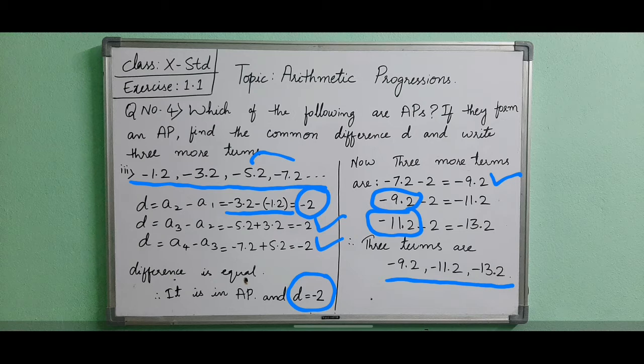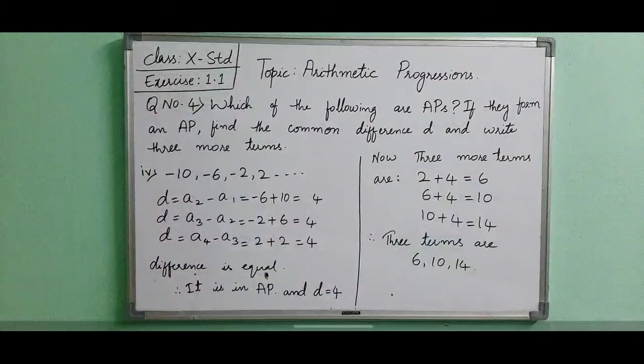Now let's go to the fourth question. What is the fourth question here? Minus 10, minus 6, minus 2, plus 2. Again we have to check for the difference. Difference is nothing but subtracting two terms. If you subtract minus 10 from minus 6, it is plus 4, because minus into minus will become plus. Minus 2 plus 6 is 4, and then 2 plus 2 is 4. When all the differences are coming as 4, it is in AP.